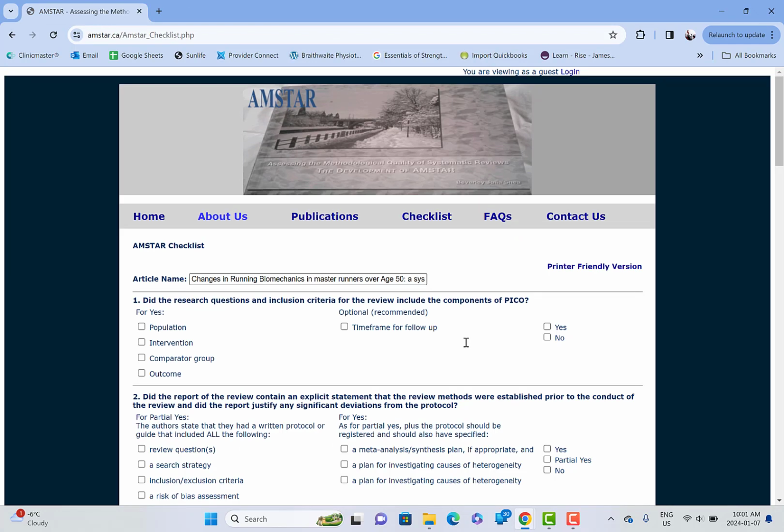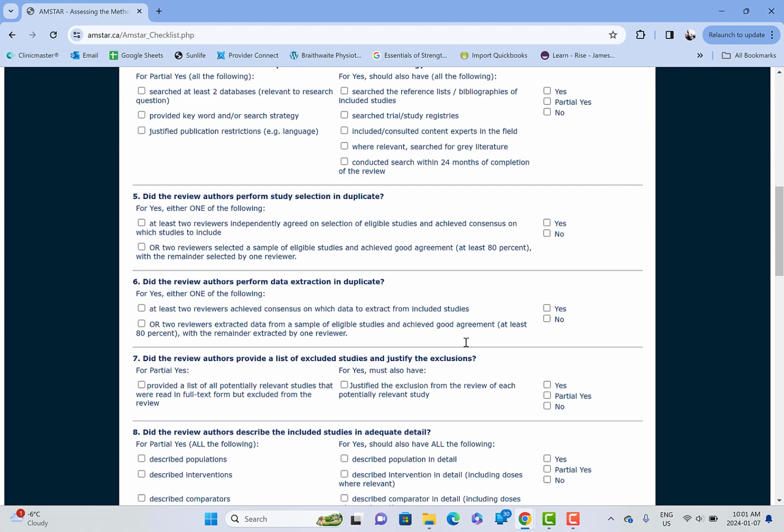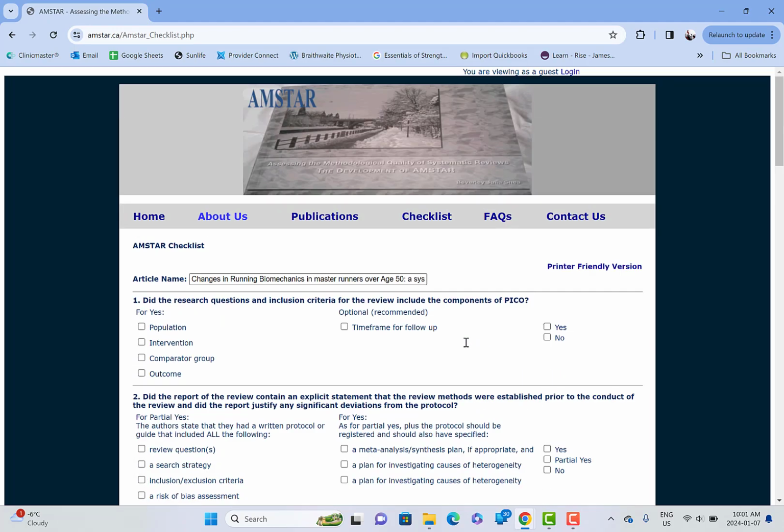So the AMSTAR, and by the way, I'll put a link in the description where you can have a look at the citation for a paper that describes the development of the AMSTAR, so you can have a look at that for yourself. The AMSTAR asks us to answer 16 questions about internal structural bits and pieces of a systematic review, and gives us, in answering those questions, some sense of the internal validity of the paper.